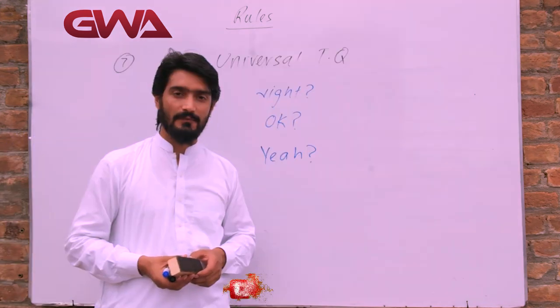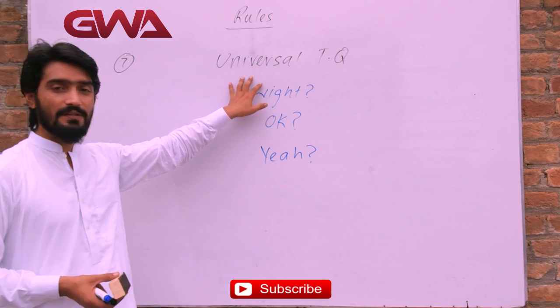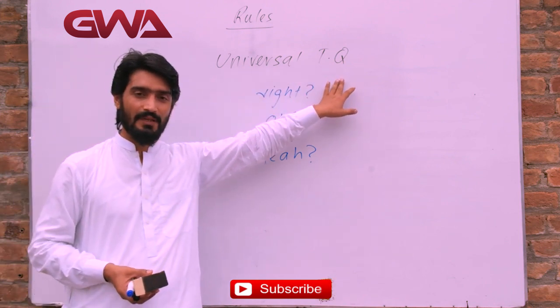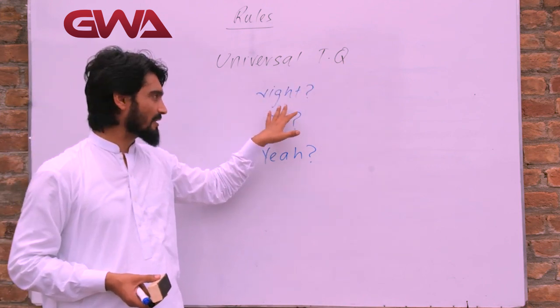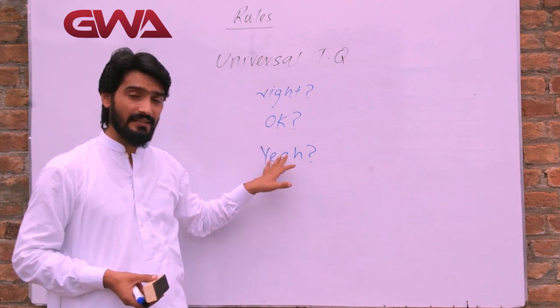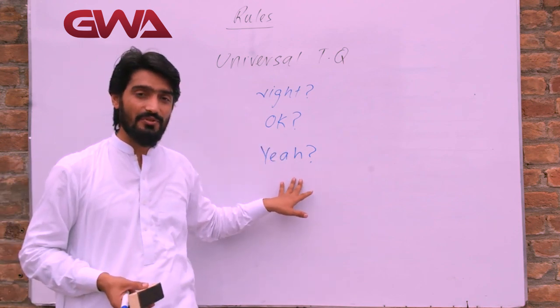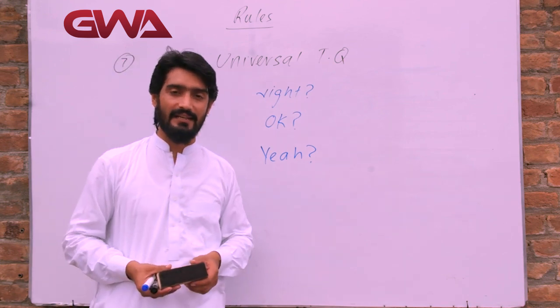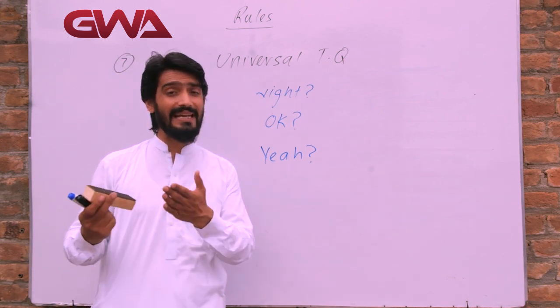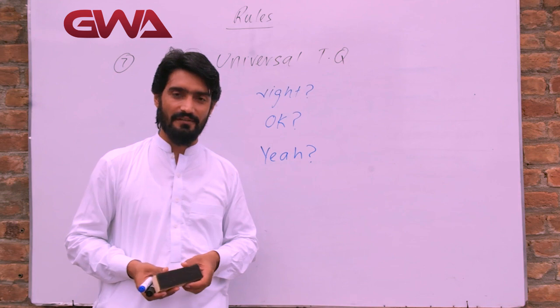Rule number 7, universal tag questions. Now, what is universal tag questions? Right, okay, yeah. We can use these questions or tag questions at the end of any declarative or imperative sentence with any modal auxiliary verbs.